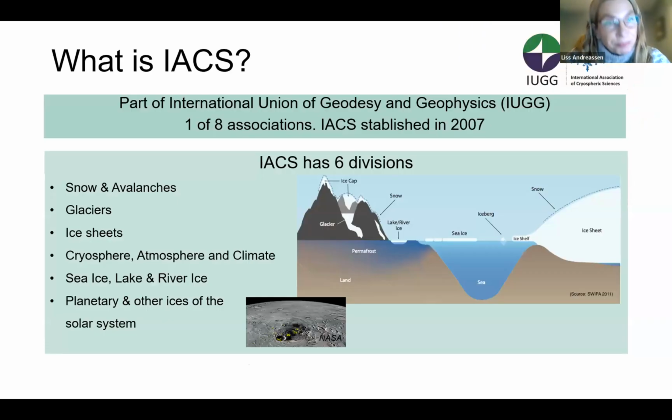So what is IACS? I will present that in several slides. So IACS is part of the International Union of Geodesy and Geophysics, IUGG. So it's one of 8 associations. It's the youngest one, and IACS was established in 2007. IACS has 6 divisions: snow and avalanches, glaciers, ice sheets, cryosphere, atmosphere and climate, sea ice, lake and river ice, and planetary and other ices of the solar system. So you can say it's all the Earth's cryosphere except permafrost, but we also have planetary and other ices of the solar system.